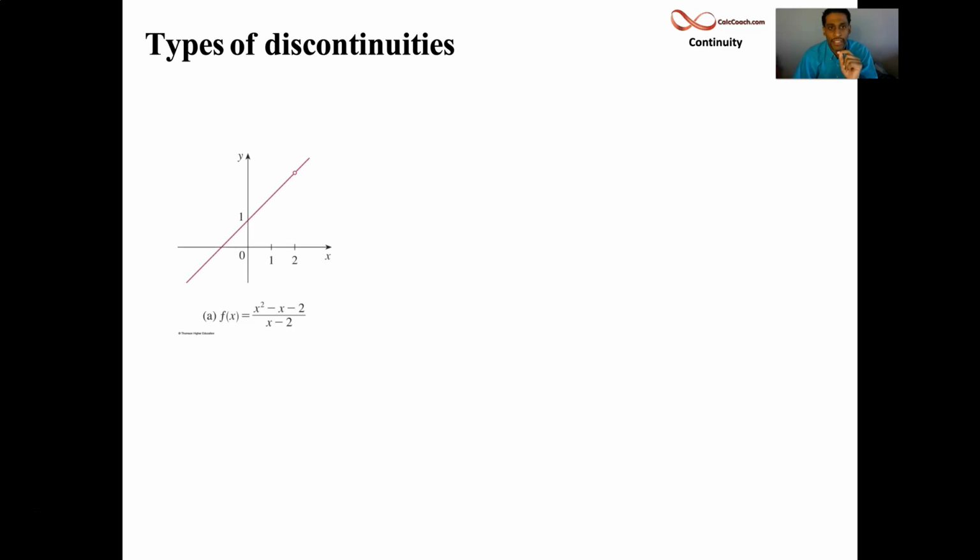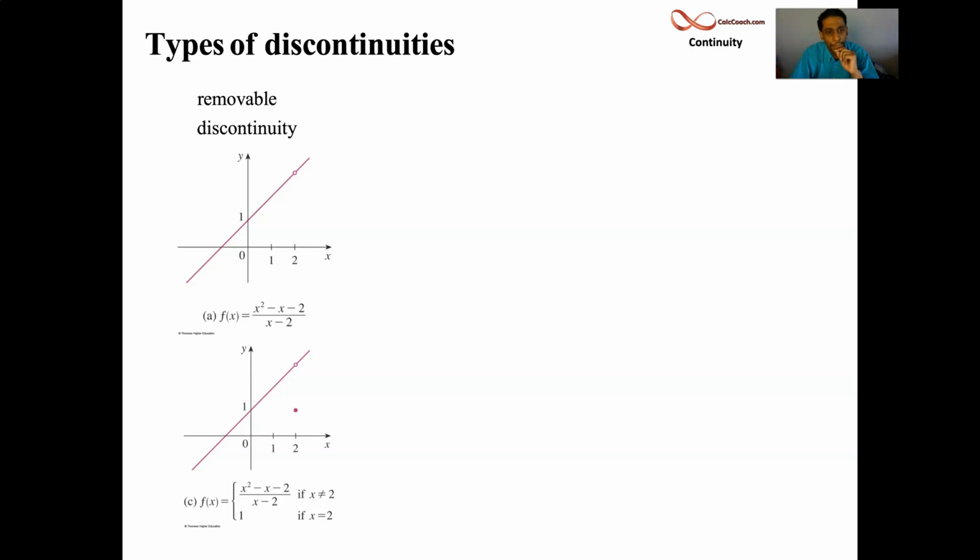The first type is going to be what we've seen before, where your left hand and your right hand are agreeing with each other, but the function value is not there. Or maybe the function value has been removed. Maybe the function value is not there at all. The point is that this type of discontinuity is where the left hand and the right hand agree, but the function value isn't equal to that limit value. That's called a removable discontinuity. The point should be there, but it's been removed. That's the category of removable discontinuity.